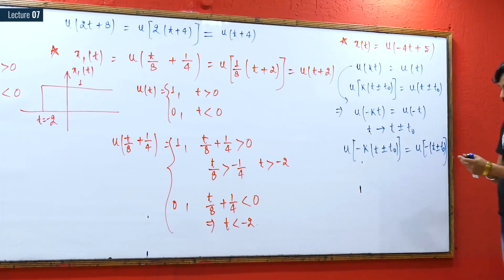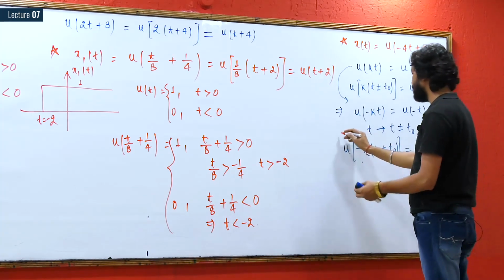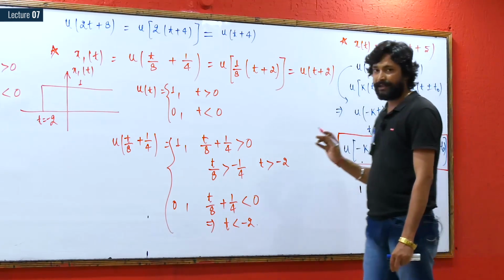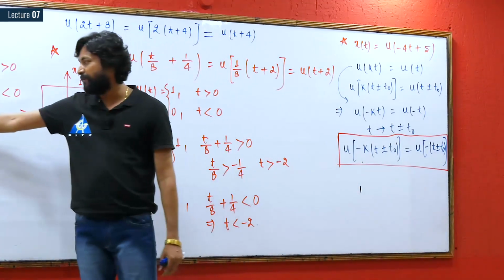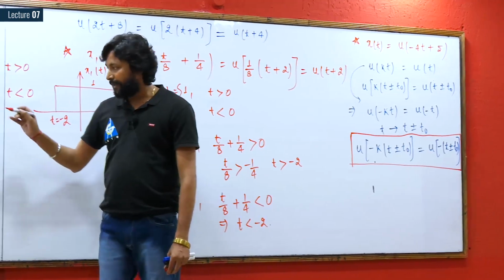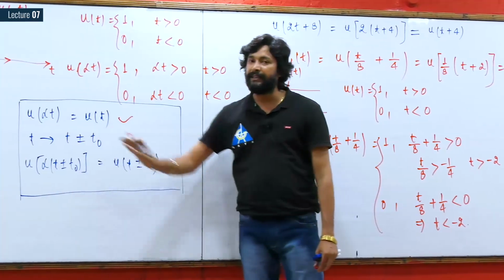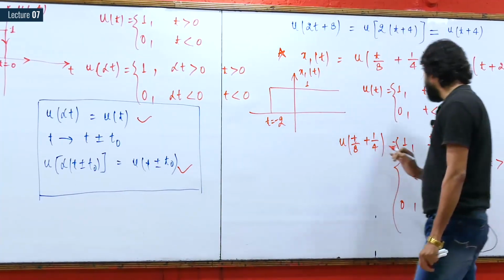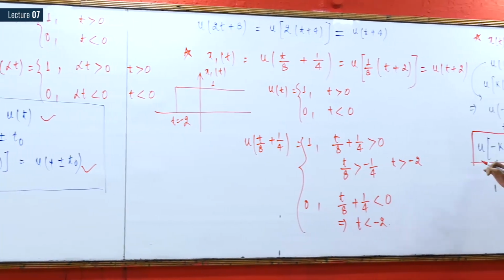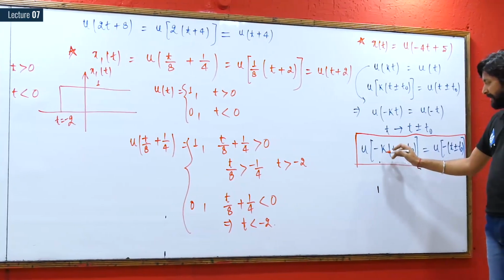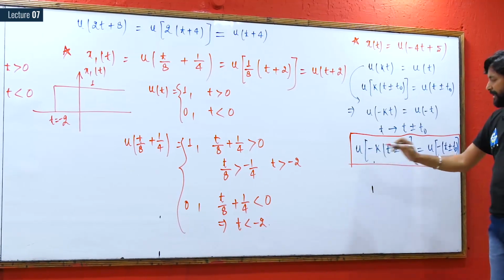So using this concept, it is again important, we will be summarizing the results of these operations, but for the time being we have obtained two relations: that u of alpha t is u of t, and if scaling and shifting are associated, then scaling can be discarded after taking the scaling factor common. And now we have seen that if there is time reversal also, then you can take the negative sign outside, and the scaling factor can be removed.